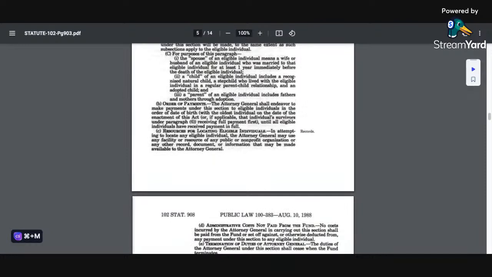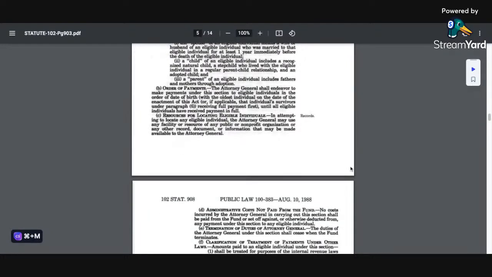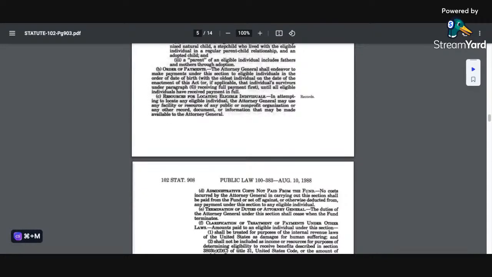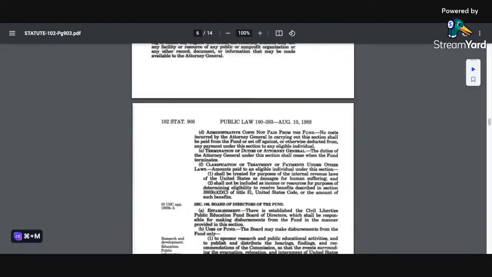C. Resources for locating eligible individuals. So again, another mention of eligibility. In attempting to locate any eligible individual, the Attorney General may use any facility or resource of any public or nonprofit organization or any other record, document, or information that may be made available to the Attorney General.